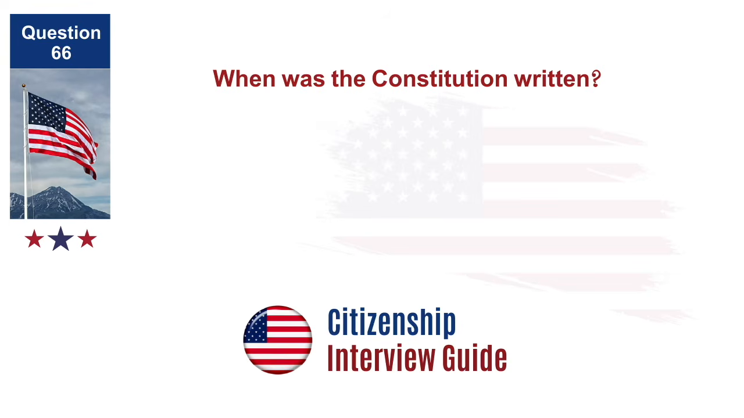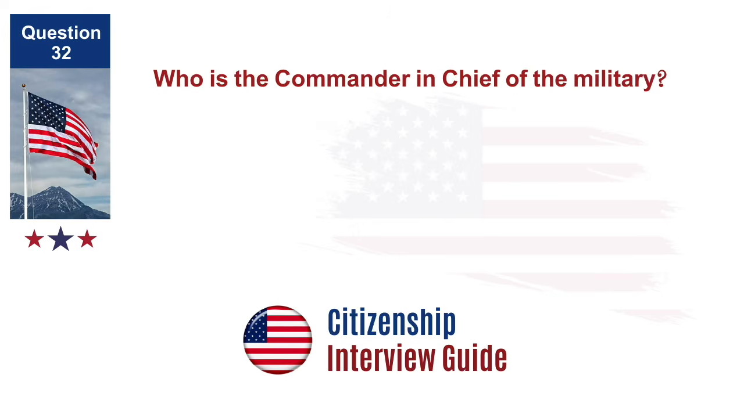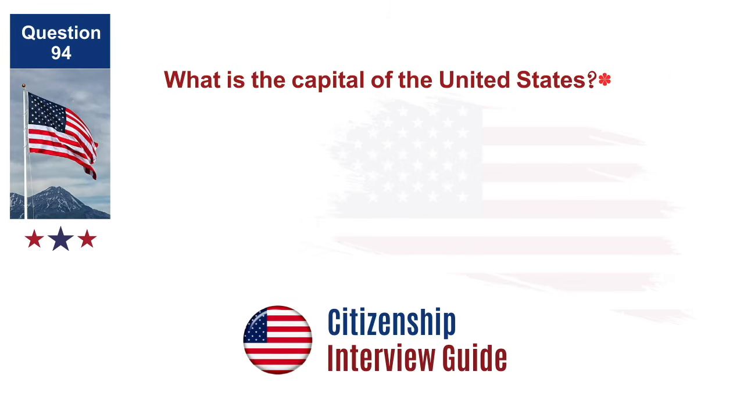When was the Constitution written? 1787. Who is the commander-in-chief of the military? The President. What is the capital of the United States? Washington, D.C.